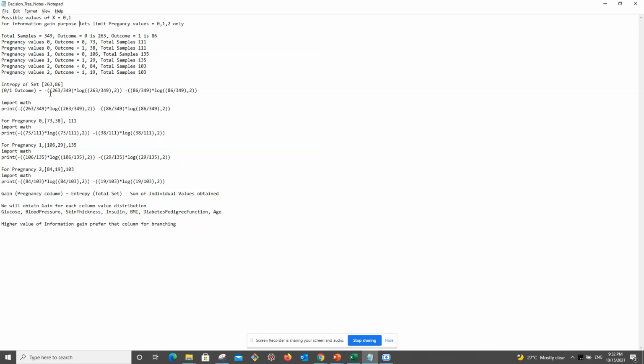So I compute 263 divided by total samples, times log of 263 by 349 to base 2, minus the number of occurrences of 1 divided by total samples, times its log. Similarly, we have to do this for pregnancy 0, pregnancy 1, and pregnancy 2, using the number of occurrences of 0 and 1 and the total samples for pregnancy equal to 0, out of the overall 349. All those we have to compute, and finally we compute the information gain for this particular column: the total entropy for this set minus the sum of the individual values for 0, 1, 2 that is obtained.